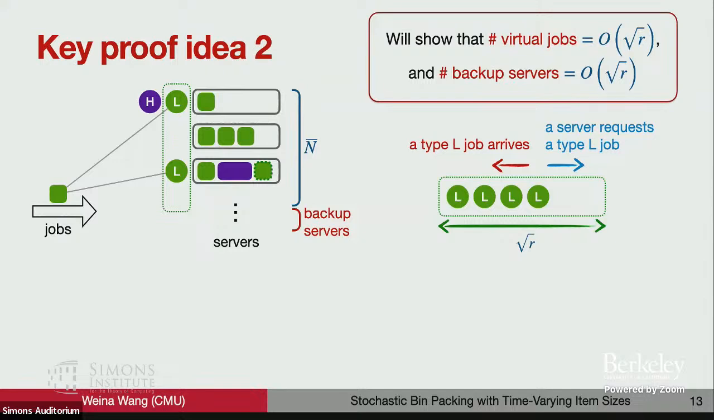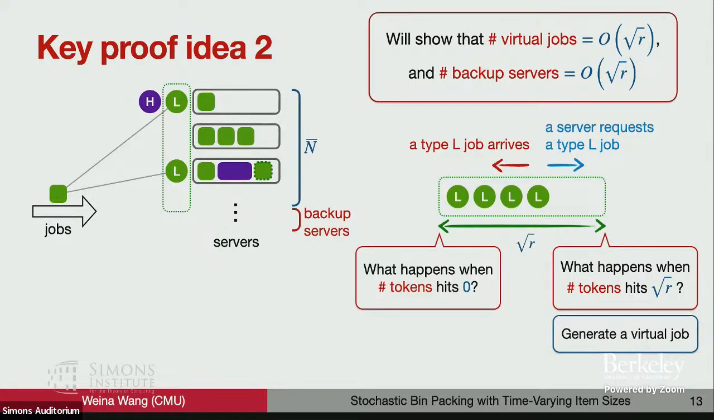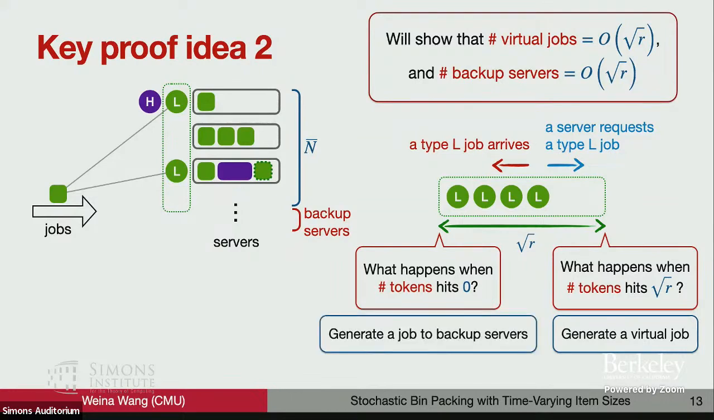Let's think about what happens if the number of tokens hits the boundary at square root of R. What will we generate? Virtual jobs. And what will happen if it hits the other boundary? We run out of tokens. What do we do if a job comes in now? We send it to a backup server. We turn on a backup server.